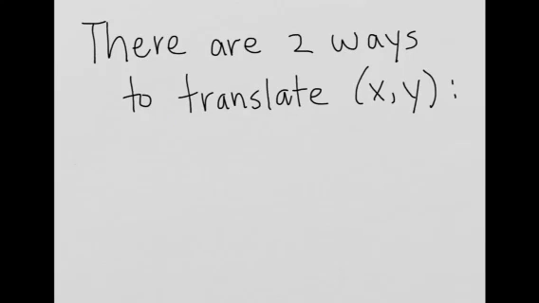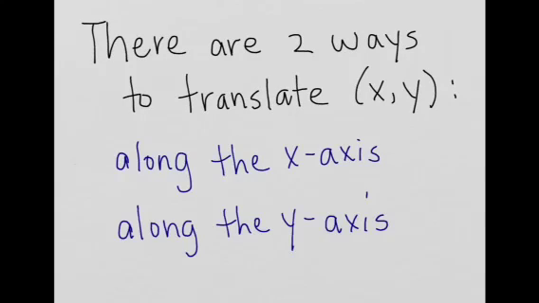There are two ways to translate x, y, and the mnemonic is contained in the convention. You can translate x, y along the x-axis and along the y-axis. The important thing to remember is that translations along the x-axis only affect the x-coordinate, whereas translations along the y-axis only affect the y-coordinate.